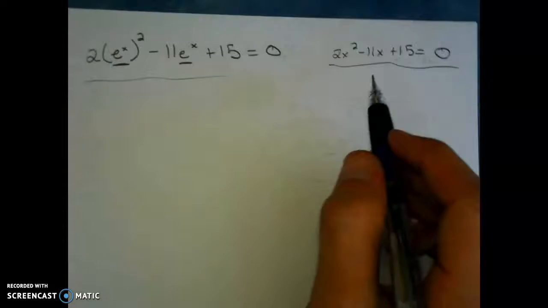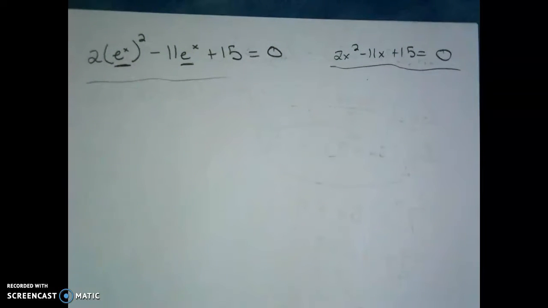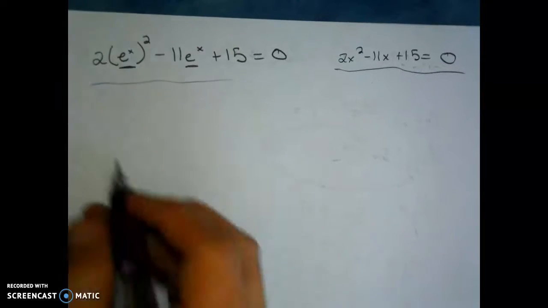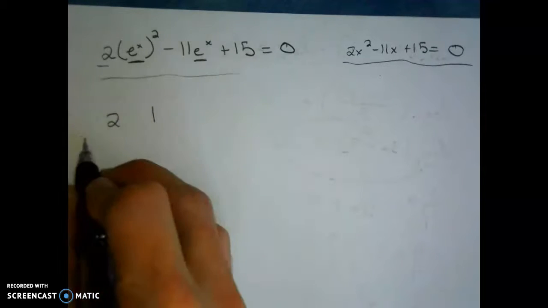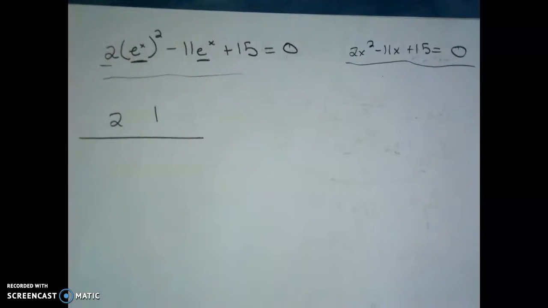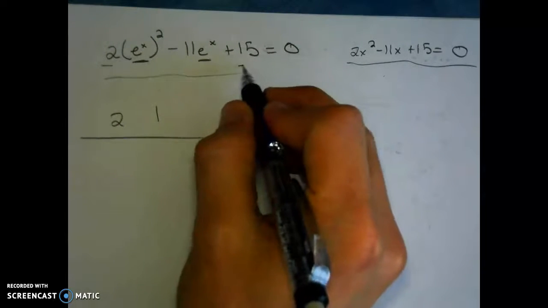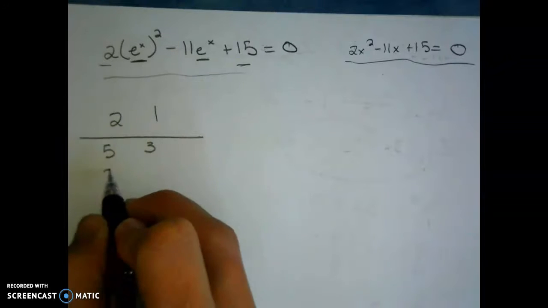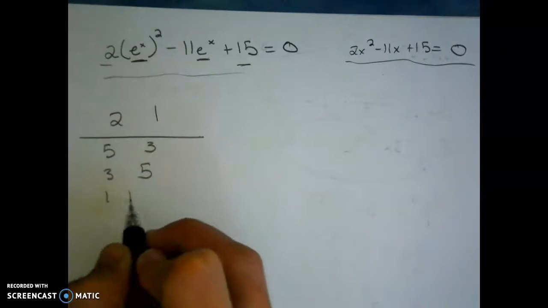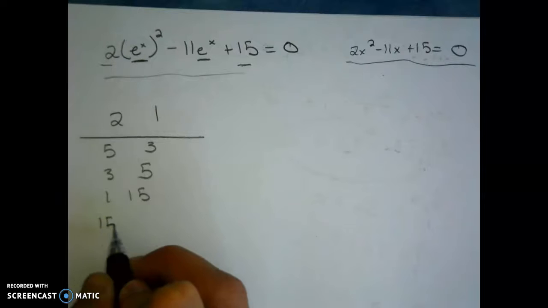For this problem, we would go ahead and factor. So that's what we're going to do here. We start with a 2 and a 1. Underneath, we want different combinations to get to 15. So we have 5 and 3, 3 and 5, 1 and 15, and 15 and 1.